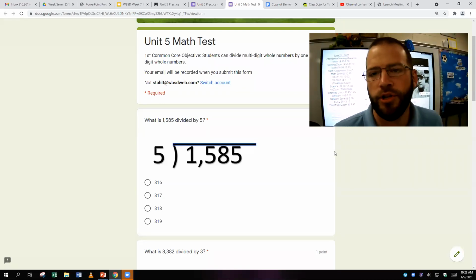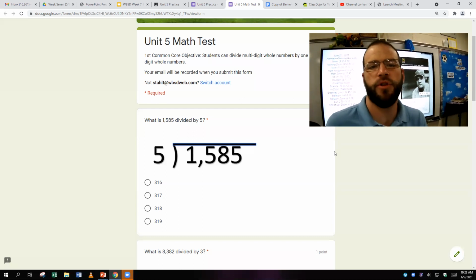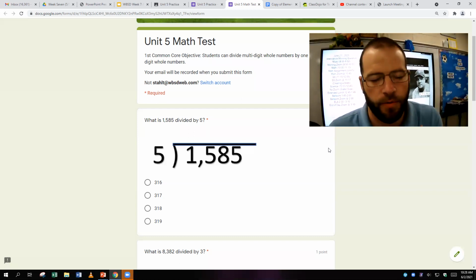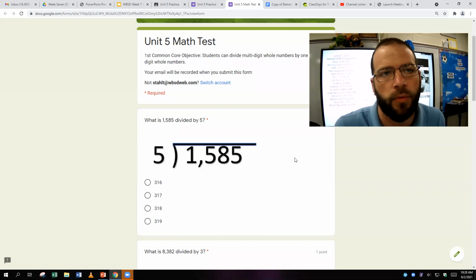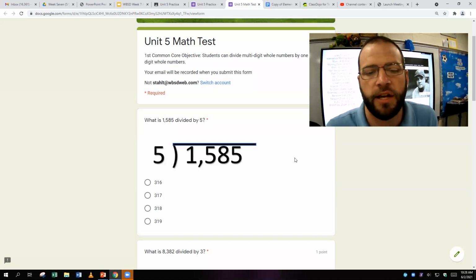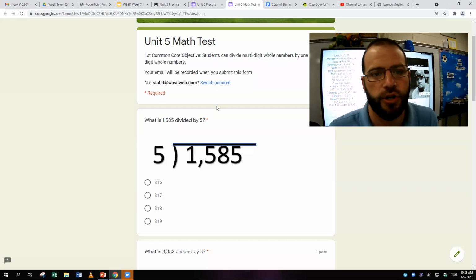Hey guys, here we are in Unit 5. So if you struggle with Unit 5, remember this is primarily just division. We're working on your normal long division, and we're working on dividing with decimals. So let's get started, shall we?